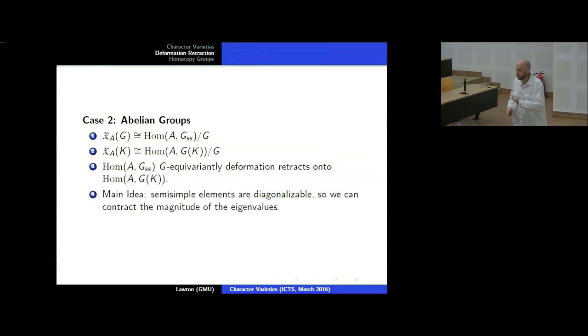But anyway, the main idea is that semi-simple elements are diagonalizable, and so you can put them in a common maximal torus, and then you can contract the magnitude of the eigenvalues, basically. But to put it in a maximal torus, you had to conjugate by G. So when you contracted the eigenvalues, you get into K. But then you have to account for the fact that you conjugated to put it into your favorite torus, so that's why you get that G translate there at the end. That's the basic idea. It's more than that, but that's the basic idea.